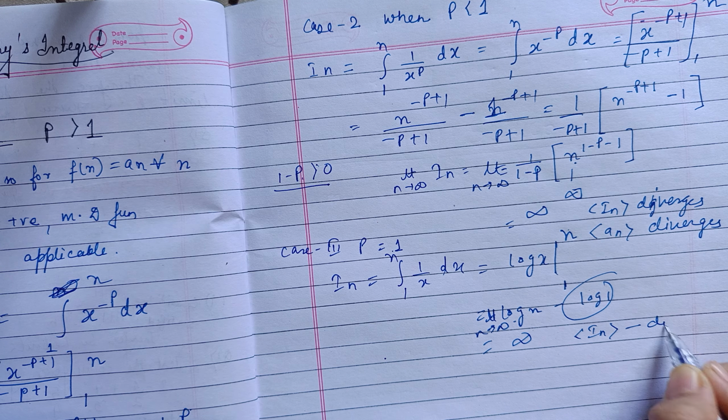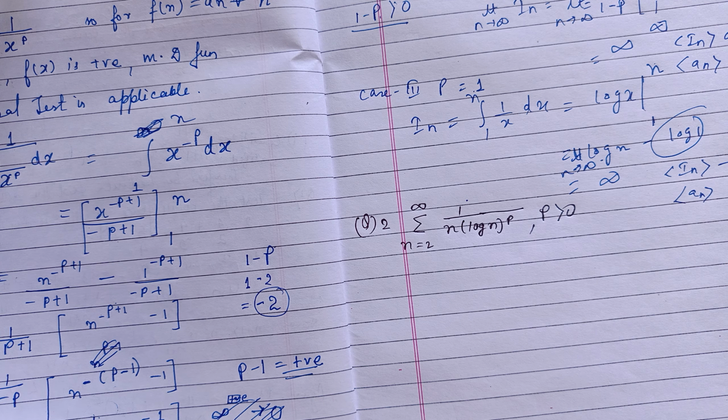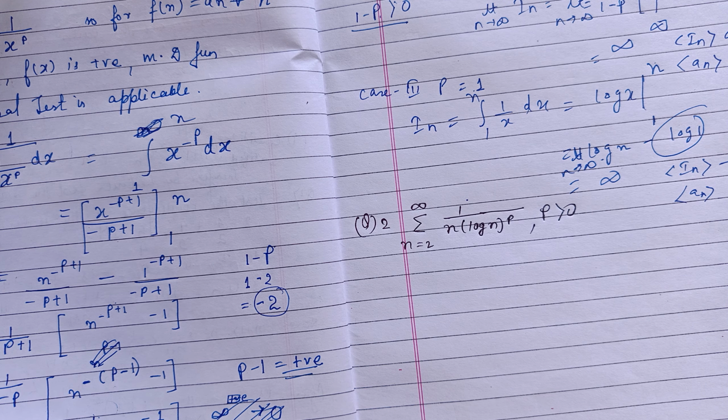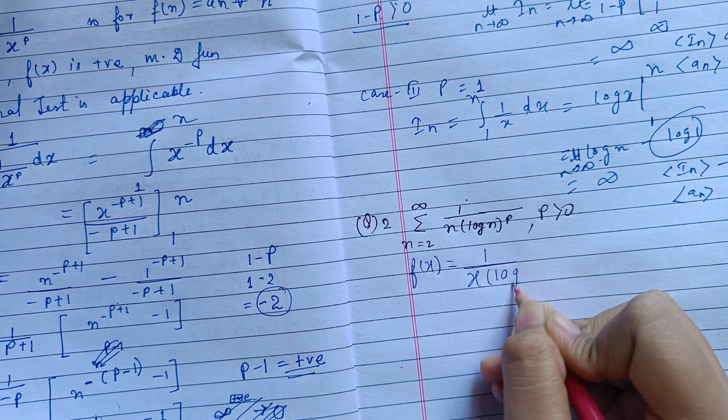This is the second question, and in this question it is given that p is positive. Now what we have is, if you put f(x) equal to 1 by x (log x) to the power p, and f(n) is equal to a_n for all n greater than or equal to 2. Now in this type of question, you can see that our limit is from 2 to infinity. Now you may ask why we are taking from 2 to infinity, why not from 1 to infinity?